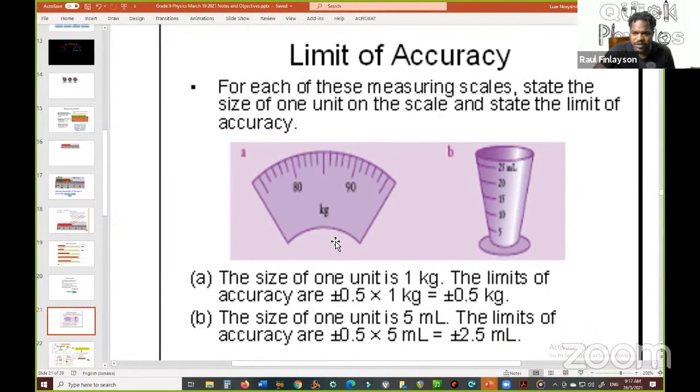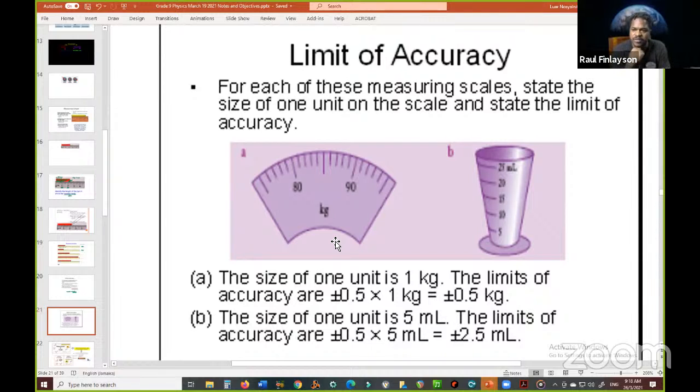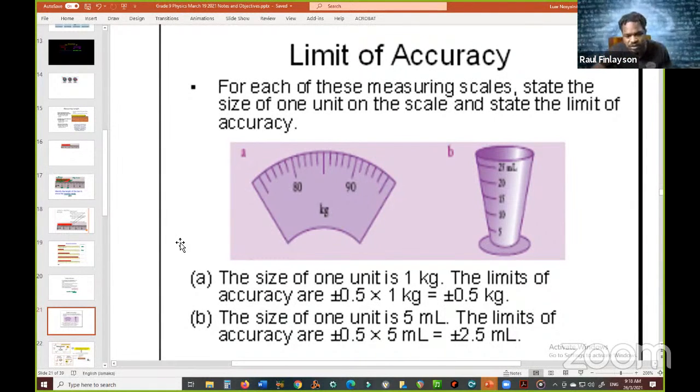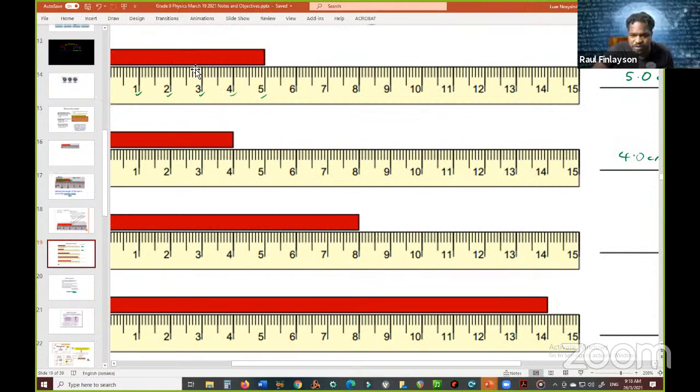For each of these, state the limit. We're going to say the size of 1 unit here. So for each of these measuring scales, state the size of 1 unit on the scale and state the limit of the accuracy. Again, the limit of the accuracy is the smallest measurement that the instrument can give you. In the case of the ruler we used before, the smallest one it could give is actually 0.1. And so that's the accuracy of the instrument.